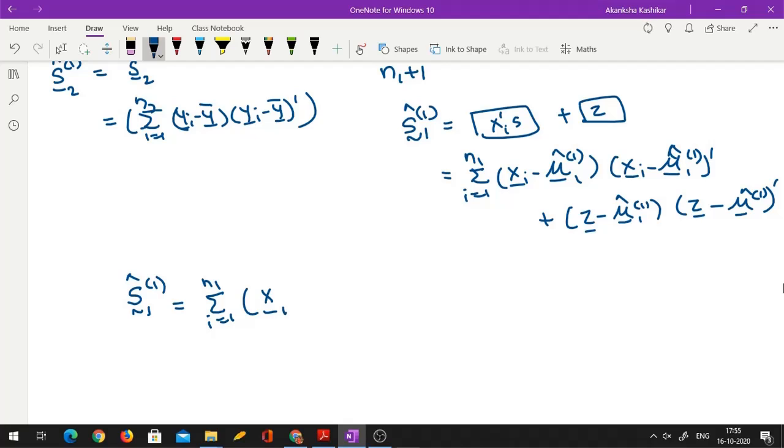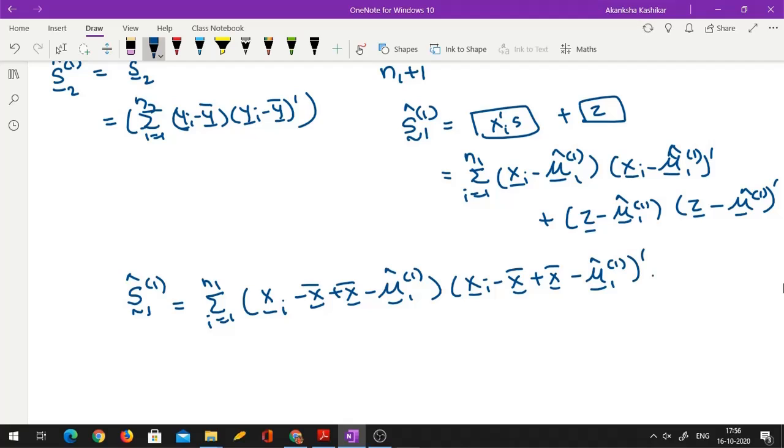Here the summation of xi minus x bar plus x bar minus mu1 hat into xi minus x bar plus x bar minus mu1 hat prime. This last term I'll keep as it is, because it is not part of the usual CSSP matrix and I don't need to change it. We want to develop a rule based on these n1 plus n2 observations, with z belonging to one of the two groups. Let us simplify the first term further.